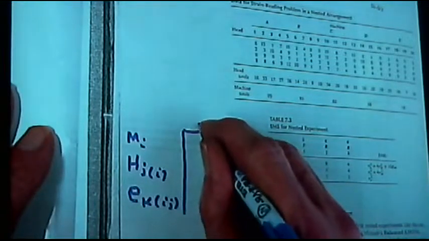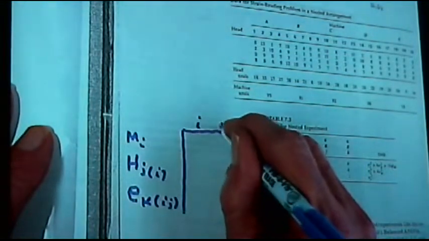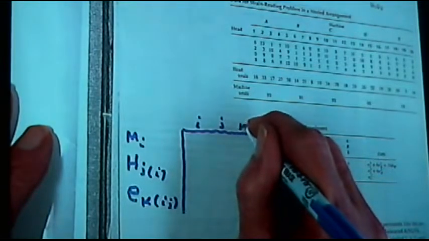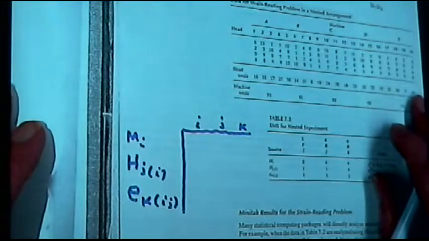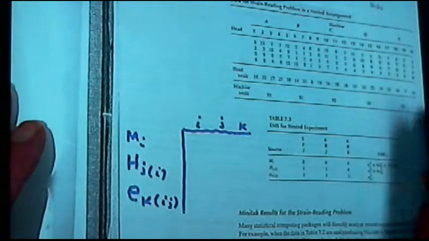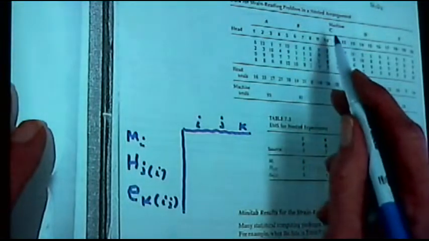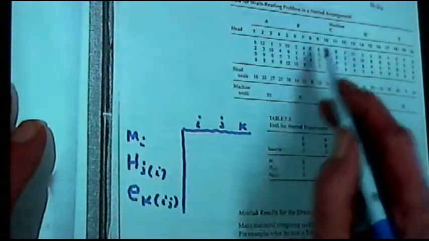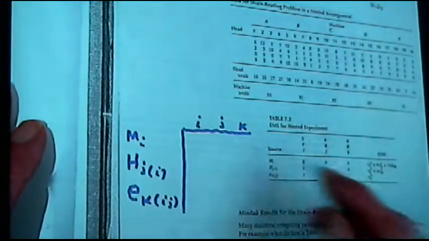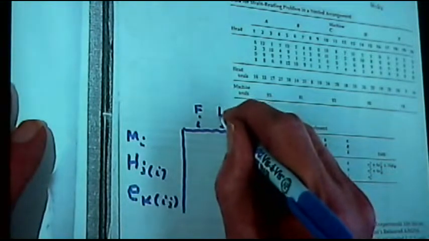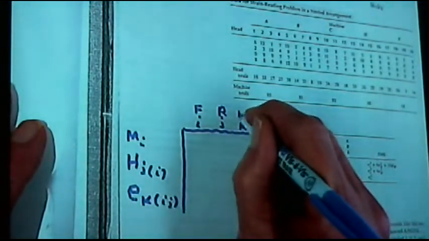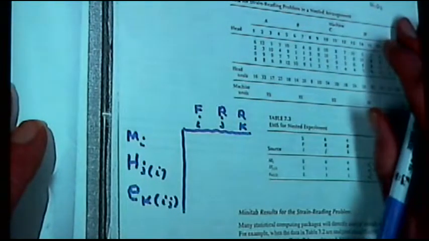So we put this here, we put this here, and we say the subscripts are I, J, and K. As far as whether these factors are fixed or random, in this particular example, the machines were fixed and the heads were random. So I would put an F there for fixed, an R there for random, and an R there for random, and get that much filled out.